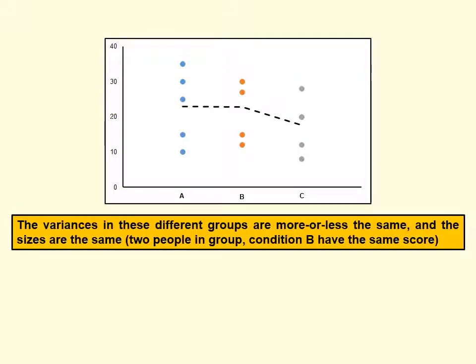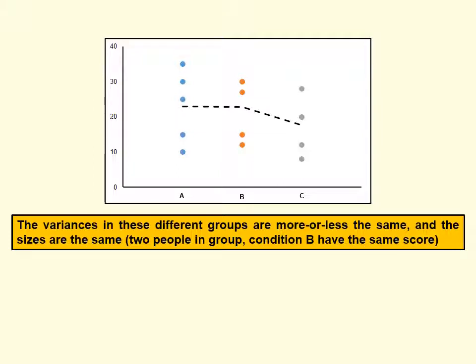Here's a situation in which we have data from 3 different groups or conditions, and you can see that the variances for those groups or conditions are more or less the same. They're the same number of people in each group. By the way, in group or condition B, there are 2 folks who have exactly the same data point, so they're stacked. But trust me, there are the same number of people, 5, in each group or condition, and the variances in each group or condition are about the same.